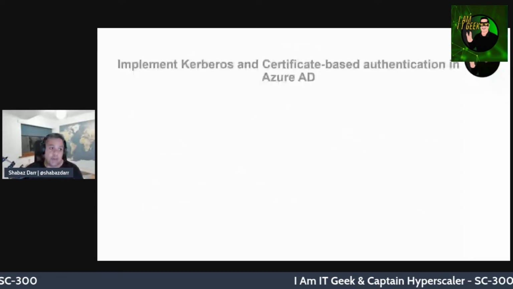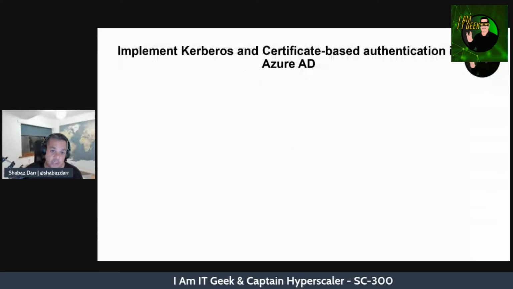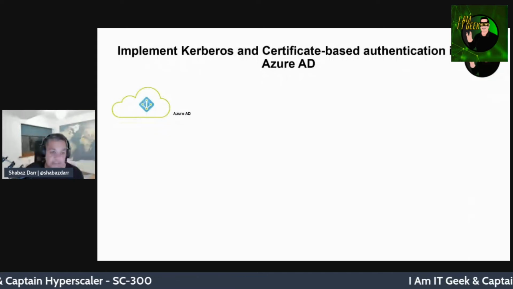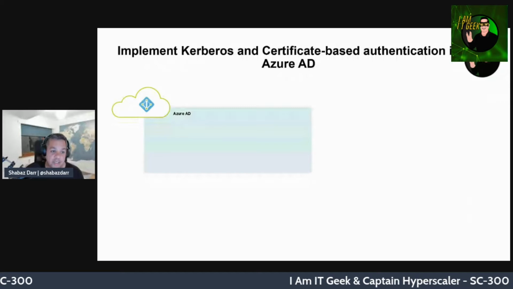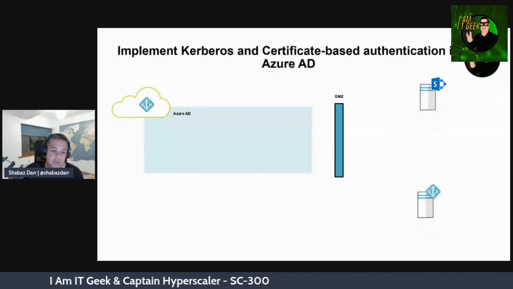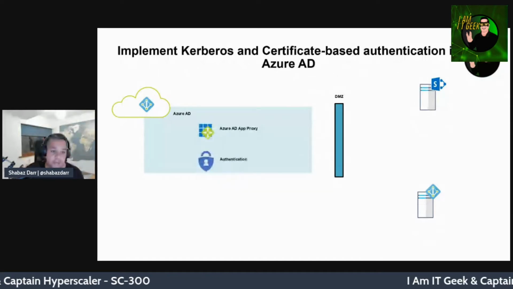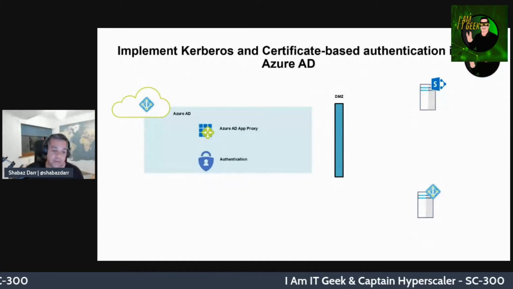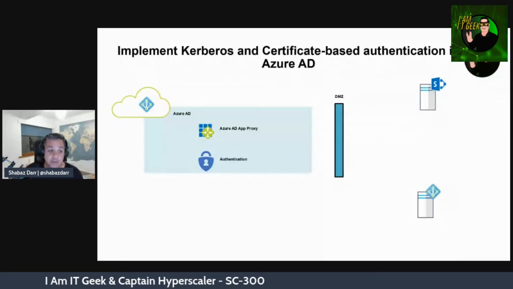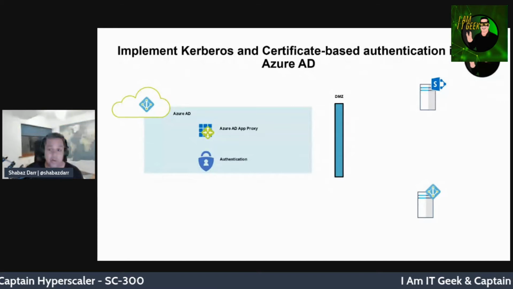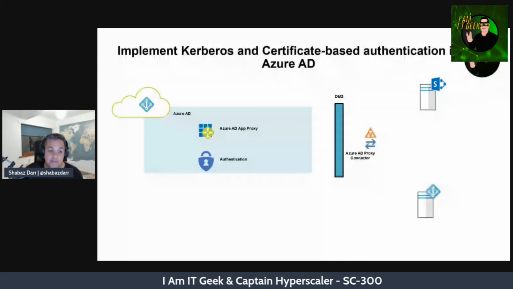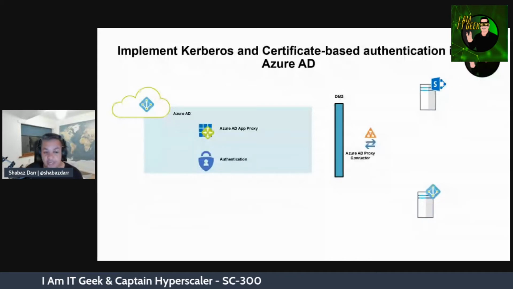I'm going to use a diagram to explain implementing Kerberos and certificate-based authentication. Here we have Azure AD, which is our Azure tenancy. Here we have a DMZ, and that segregates Azure AD from the on-premises solution. There we have two services, like a SharePoint server and another server with an Azure AD connector. In the middle, back in Azure, we have the Azure AD proxy and the authentication as well. At the other side of the DMZ, between Azure and on-premises, we have an Azure AD app proxy connector, and that proxy connector is installed on that member server.